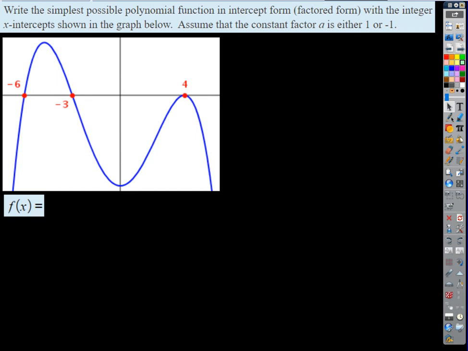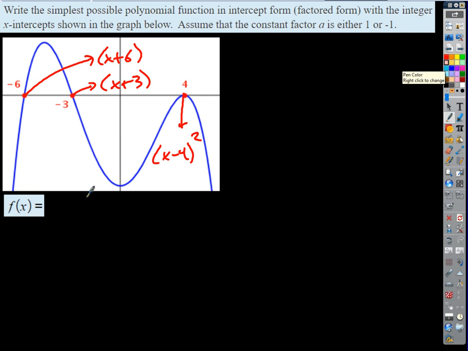So what do we get from this x-intercept here? It's giving us what factor? X plus 6. Okay, this one here is giving us what factor? And now be careful with this one. What's that one giving us? X minus 4 squared. Good, because it's bouncing, right? And so we know that our overall behavior is going to be f of x equals x plus 6 times x plus 3 times x minus 4 squared.